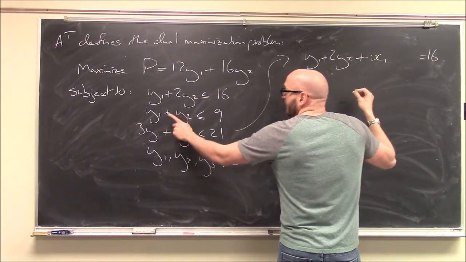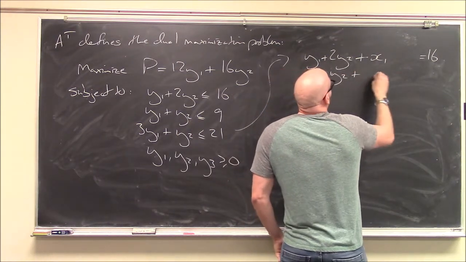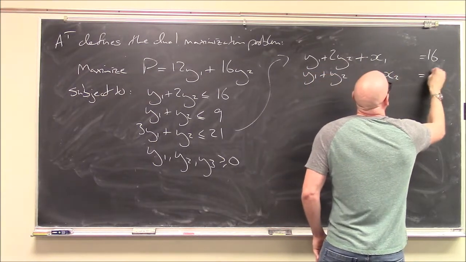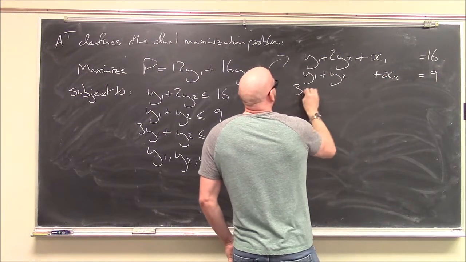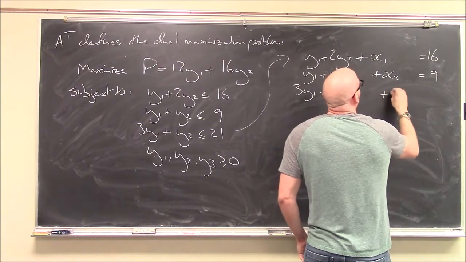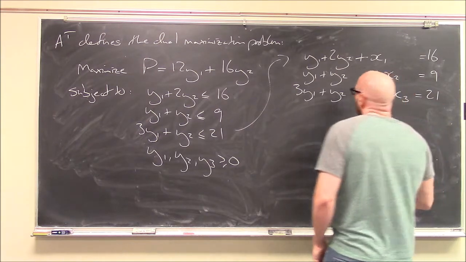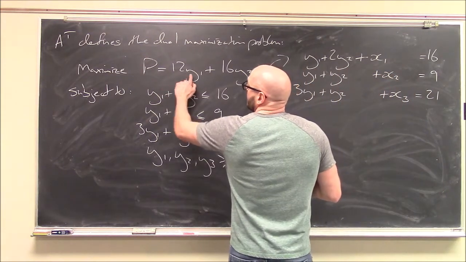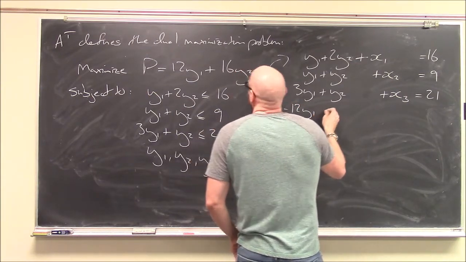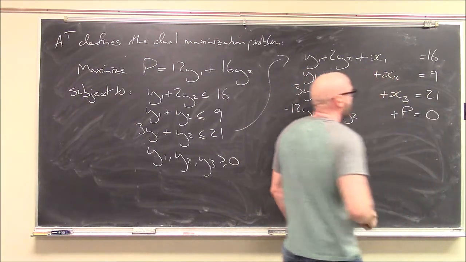What else do we have? We've got y1 plus y2 plus my next slack variable x2 is equal to 9. And I've got 3y1 plus y2 plus slack variable x3 is equal to 21. And I need to move everything to the left-hand side now in my objective function. I've got minus 12y1 minus 16y2 plus p is equal to 0.